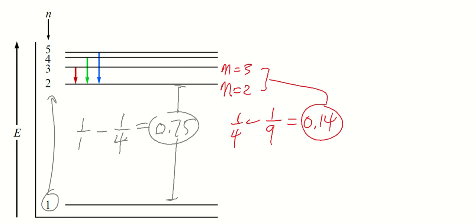Let's do one more. From n equals 3 to 4, and I'm using green. That gap is so tiny I can't even fit it. So here we go: n equals 3 is 1 over n squared, and 3 squared is 9.